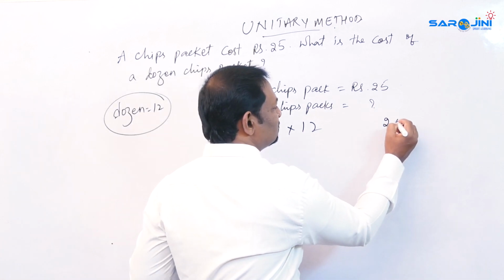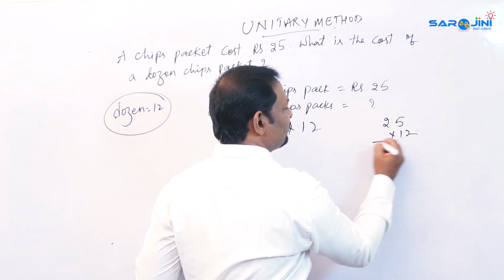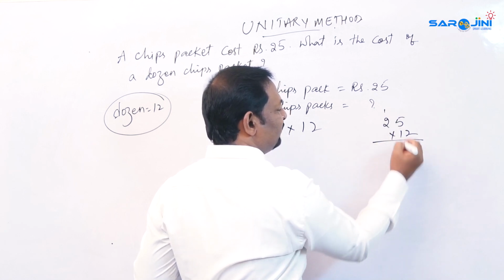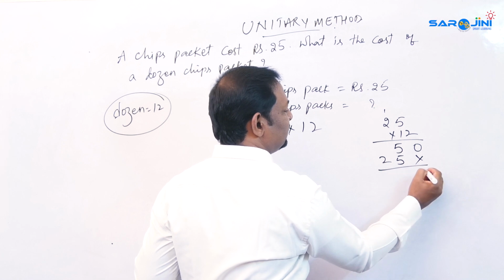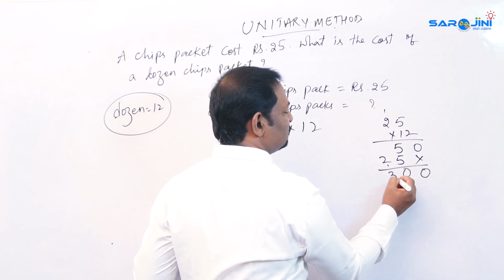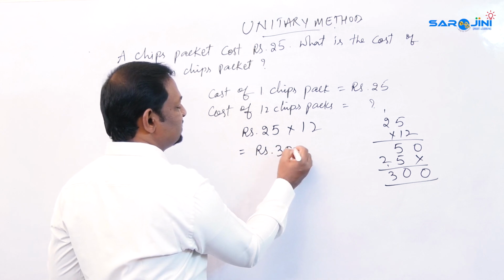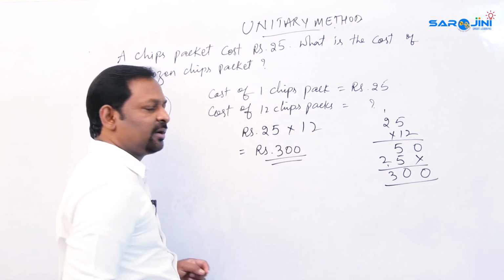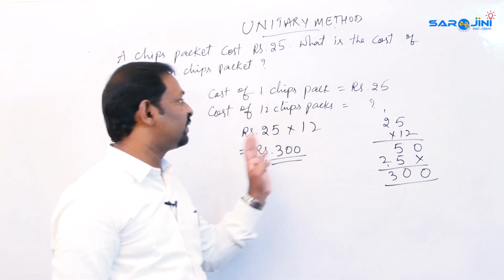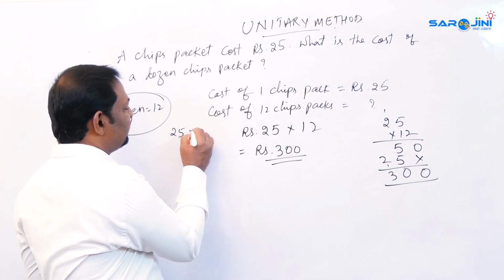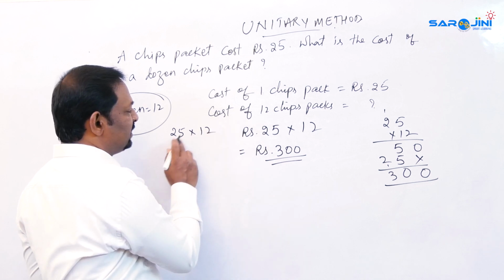Now, if you do it in the regular method, 2 5s are 10, 4 plus 1, 5. 1 5 is 5, 1 2 is 2, that is 10, 3. So now you are getting a cost of 300 rupees. So this is the value for 12 chips packets. As I told, 12 is multiplied by 25.